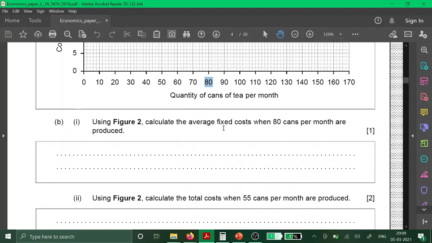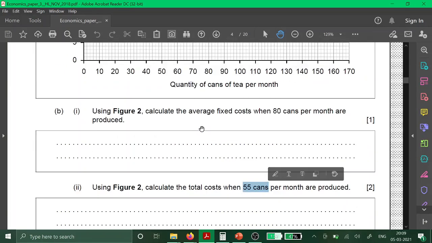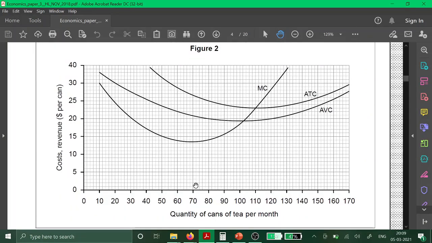Then you have to calculate the total cost when 55 cans per month are produced. So in this, you have to find out the 55, then correspond to that. Here in between, this will be 55. 52, 54, 56, 58. So between the second and third line, 55.